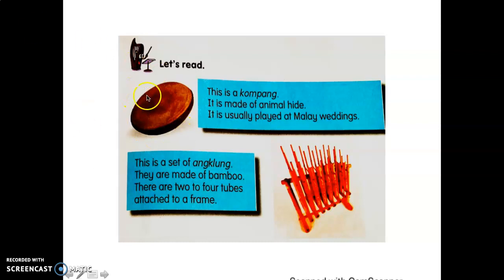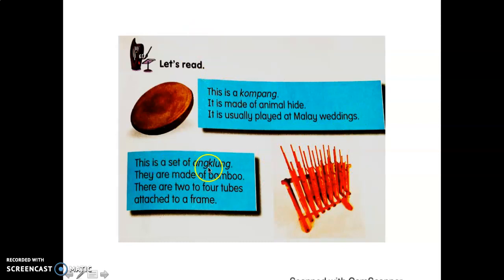Okey, ini apa? Okey, betul. Ini ialah kompang. Ia diperbuat daripada kulit binatang. Kebiasaannya, kompang dimainkan pada majlis perkahwinan masyarakat Melayu. Majlis perkahwinan orang Melayu. Okay. Seterusnya, yang terakhir, what is this?